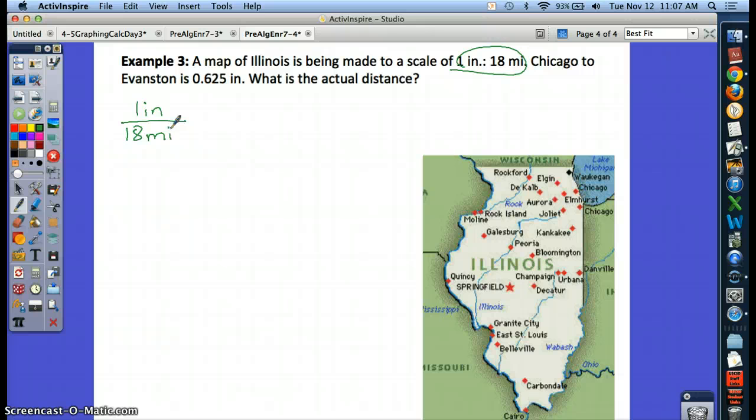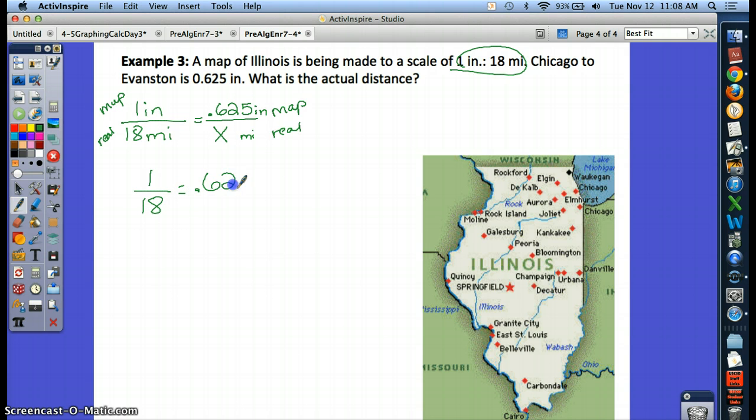So this 1 inch on a map coincides to 18 miles in real life. And I have a map where I have the 0.625 inches, and I want to know how many miles that is in real life. So notice how I matched up map and map on top, real and real on bottom. If I don't know something, I use a variable. So you have a proportion. We have 1 over 18 is equal to 0.625 over x.